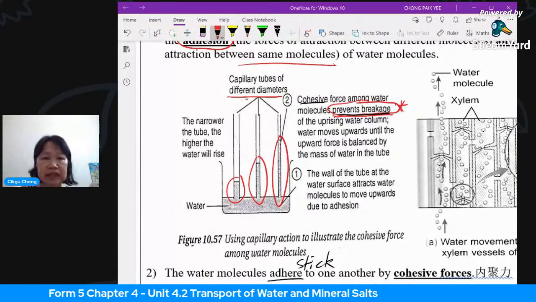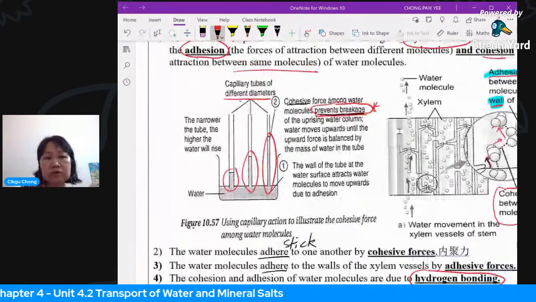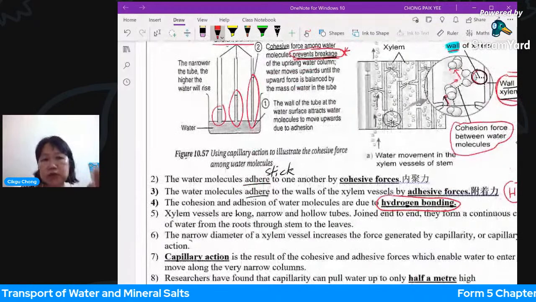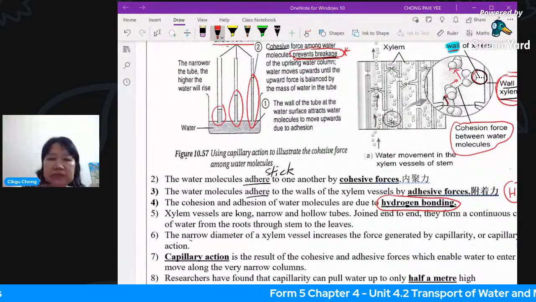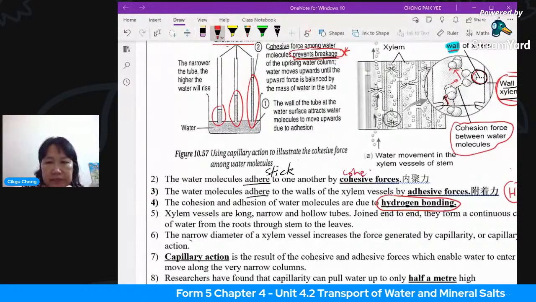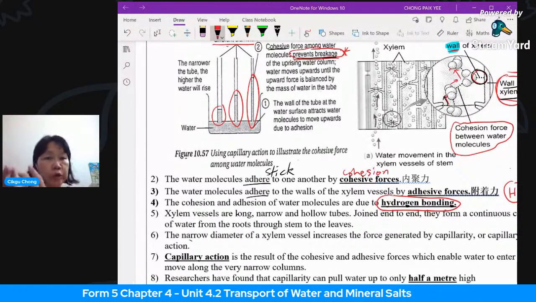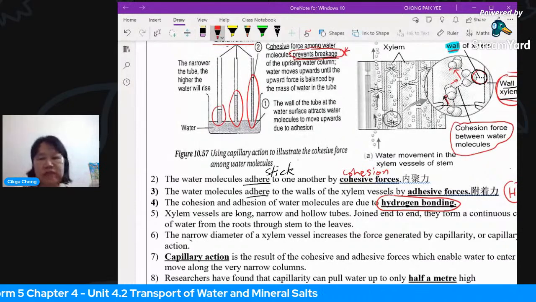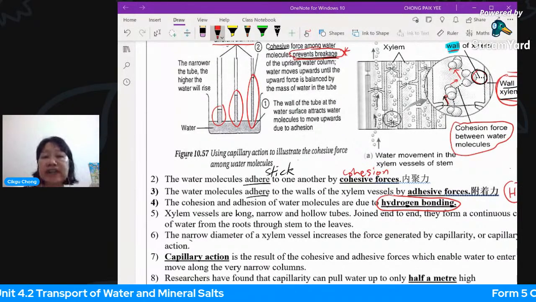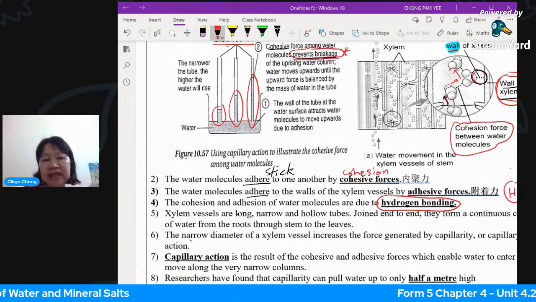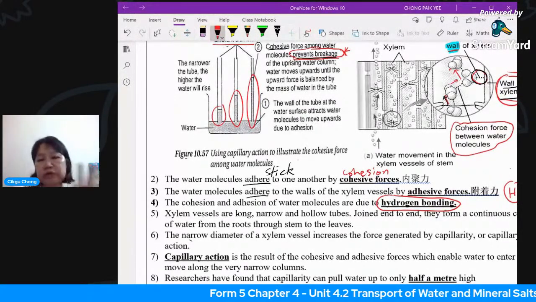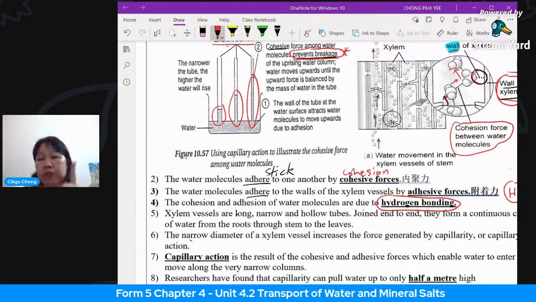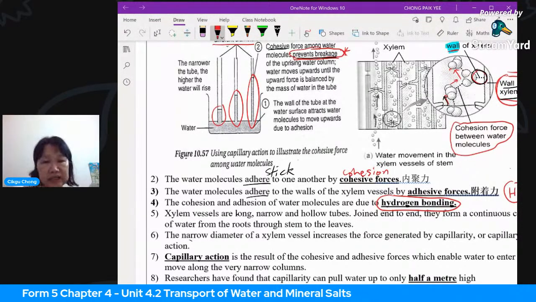So that is the second one. Here, water molecules stick to one another by cohesive forces. If you don't want to use the word cohesion, you can say cohesive forces. It's the same thing. The same for adhesion: adhesion means adhesive forces. Of course, it's better to use one word. One word is cohesion, the other word is adhesion.